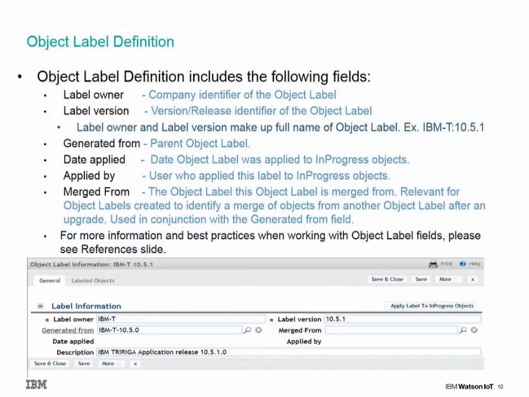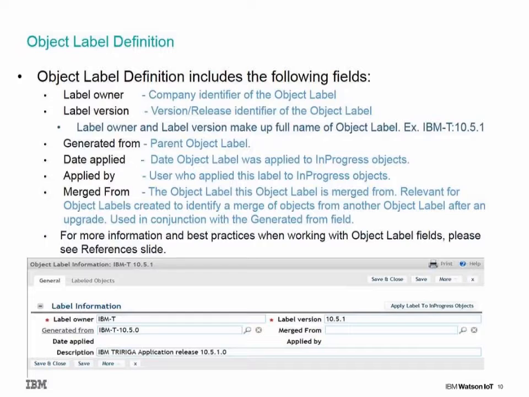Now I'll go over a few of these fields. The label owner field is the company identifier. So for IBM TRIRIGA, this value is IBM-T. The label version represents the version or release of the object label. So the value of this label is 10.5.1, and this represents TRIRIGA application version 10.5.1. The label owner and label version make up the full name of the label. In this case, IBM-T:10.5.1.